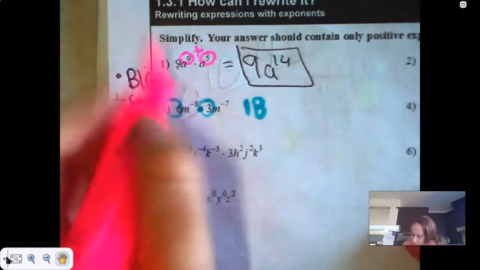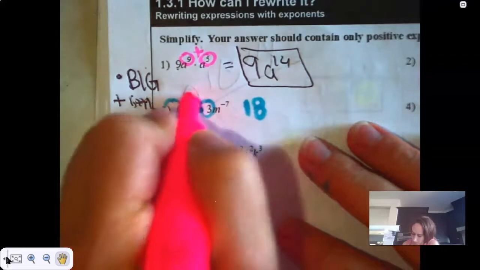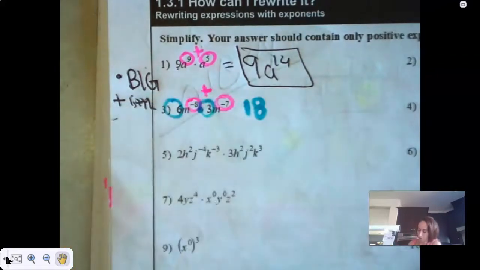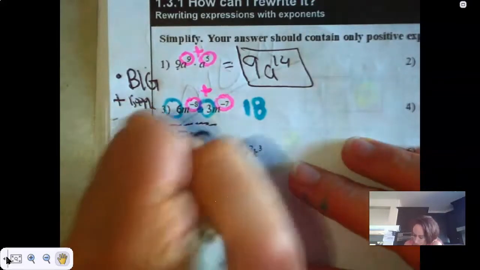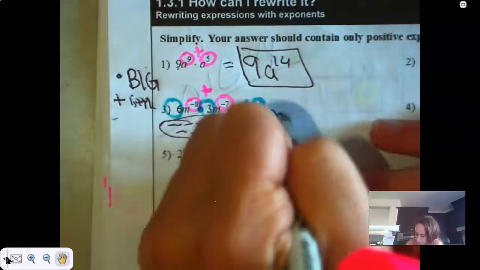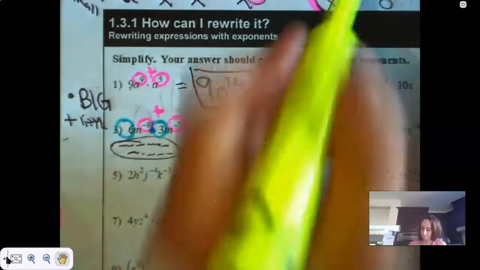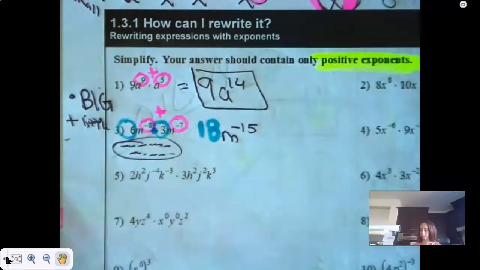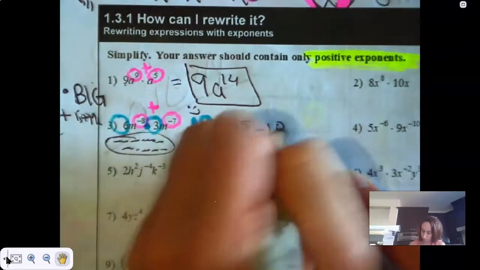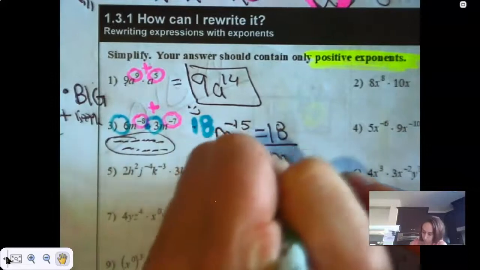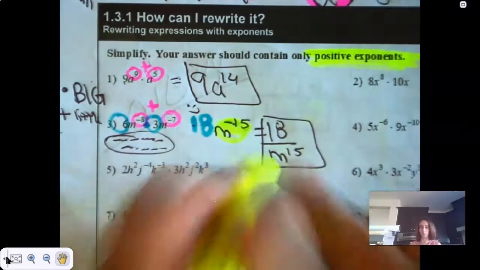I go -5. Wait, hold on, does that say -5? I think it's -8. -8 plus -7. So 1, 2, 3, 4, 5, 6, 7, 8. 1, 2, 3, 4, 5, 6, 7. Boom. And -15. But there's a problem because it says only positive exponents. So what you do is this is good, so it stays. And then this goes to the bottom and turns positive. So because of this, it moves to the bottom.